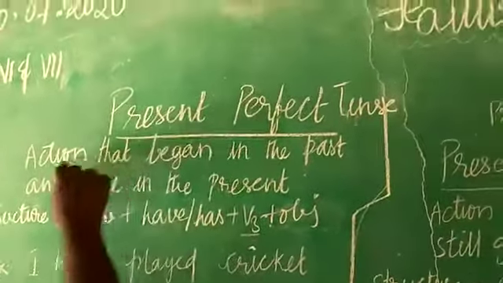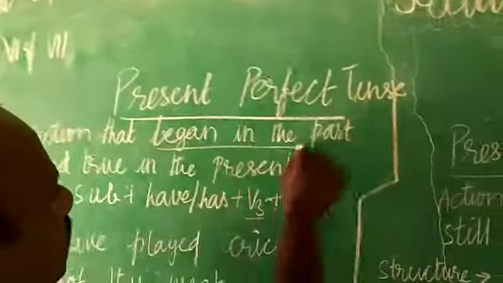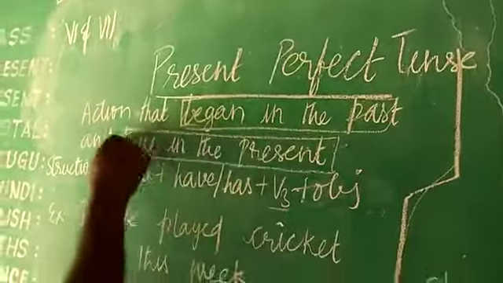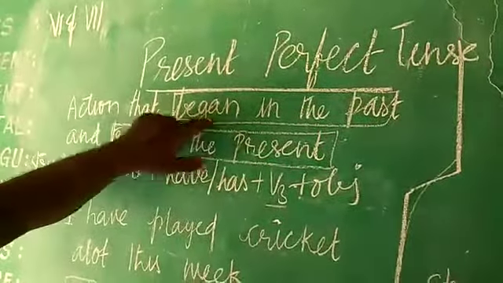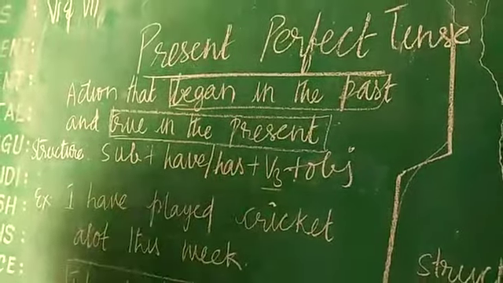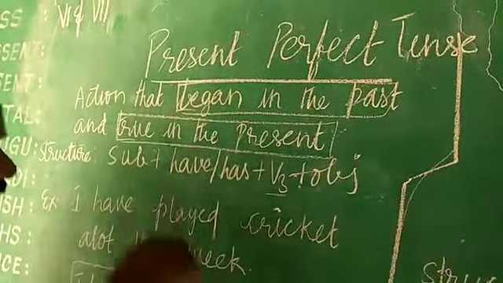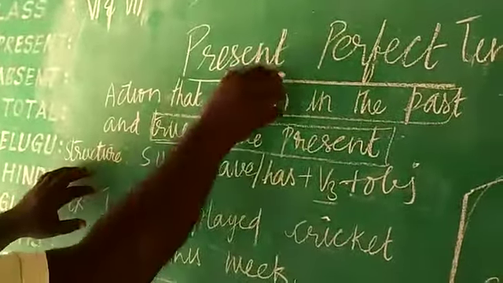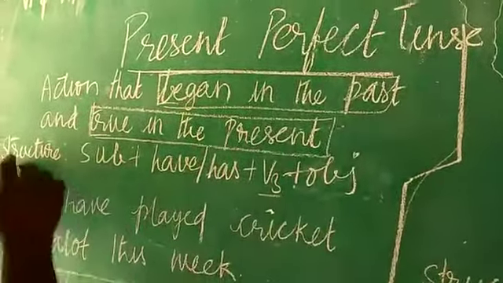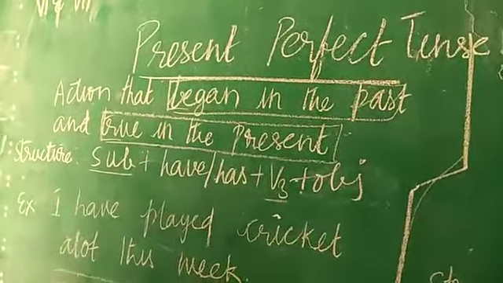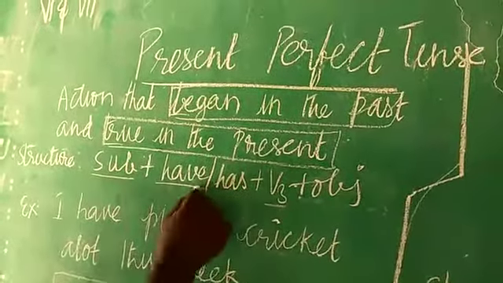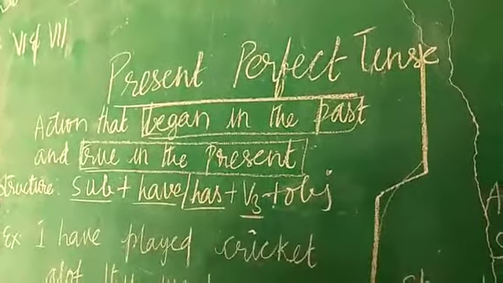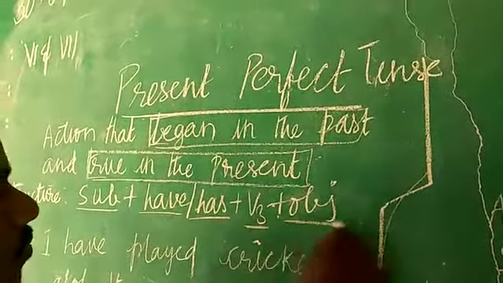The meaning here, children, is an action that began in the past and is true in the present. An action that started in the past, and it should be real at present, it should be true in the present. Now the structure to write a present perfect tense sentence, children, is: subject plus have or has, V3 form, and object.